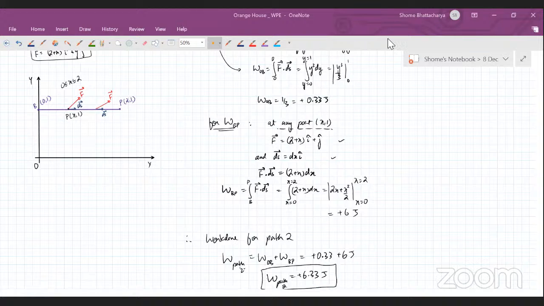No, Sarvesh, force is not along x-axis because the y coordinate is not zero, na beta. So the force is variable, na. Look at the equation of force written above: (2 plus x) i cap plus y square j cap. Where is the y coordinate zero right now? The y coordinate is 1, na.